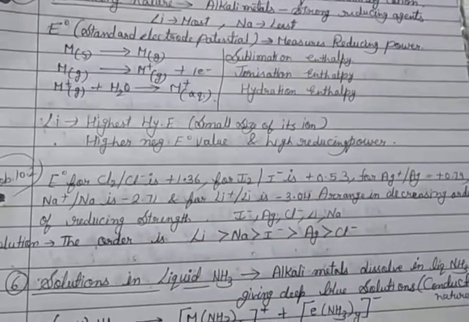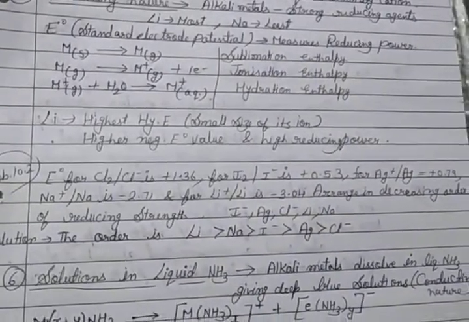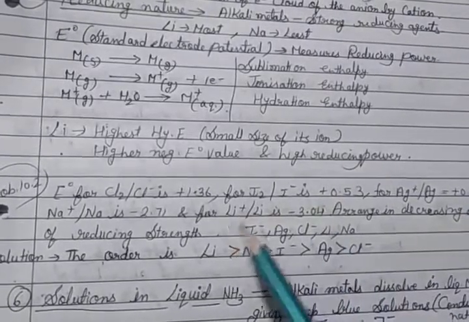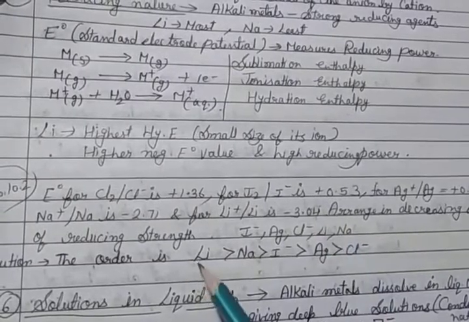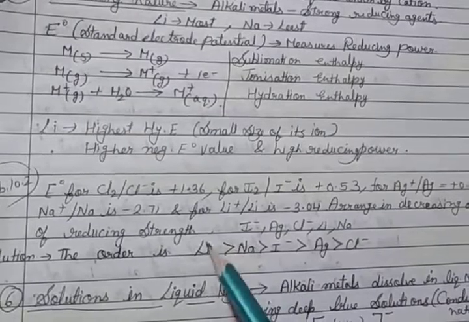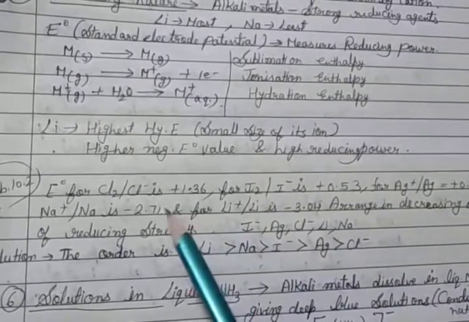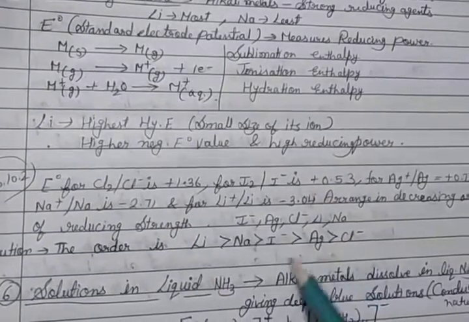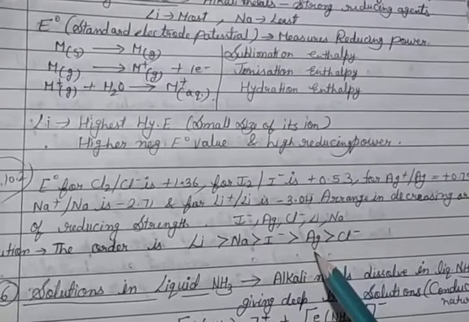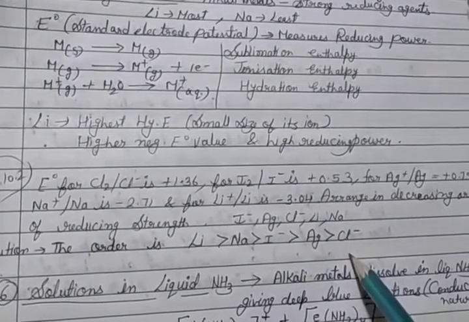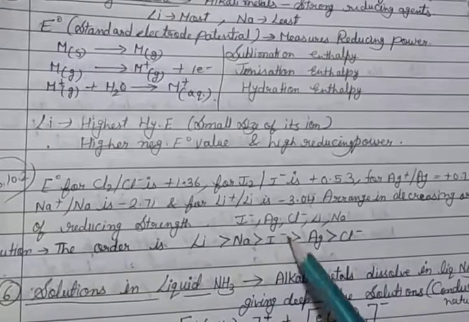Okay, so I minus, Ag, Cl minus, Li, Na. You already know lithium is minus 3.04. A higher negative value of lithium means high reducing power. The order is decreasing, so first we write the greatest. So the high negative value of lithium, then sodium is minus 2.71, then iodine 0.53, then Ag 0.79, and then Cl 1.36. So this is the decreasing order of reducing strength.